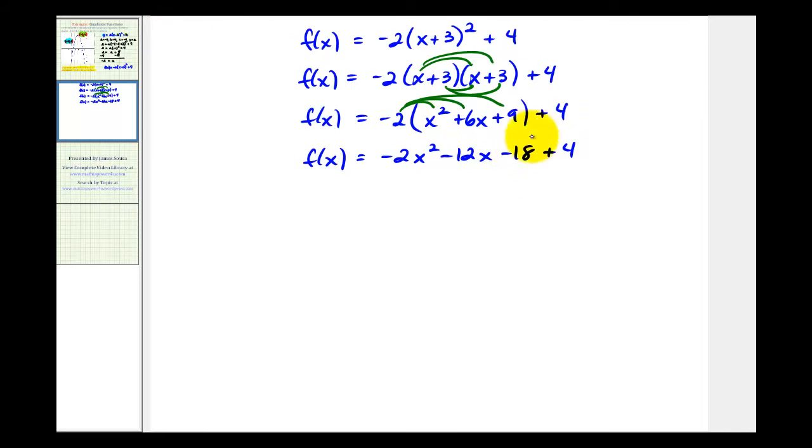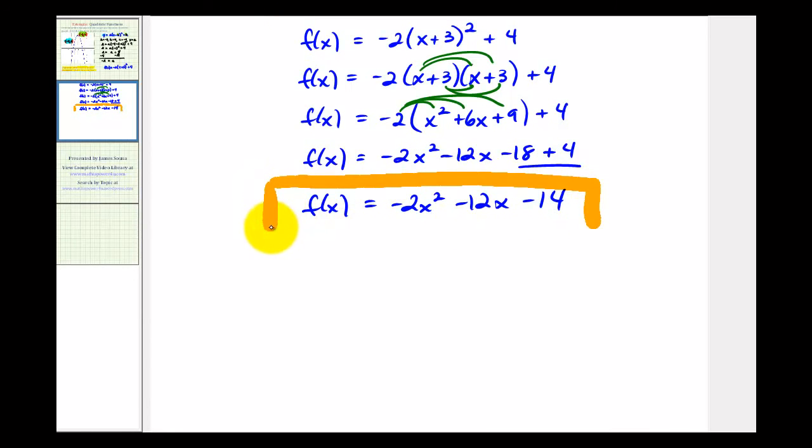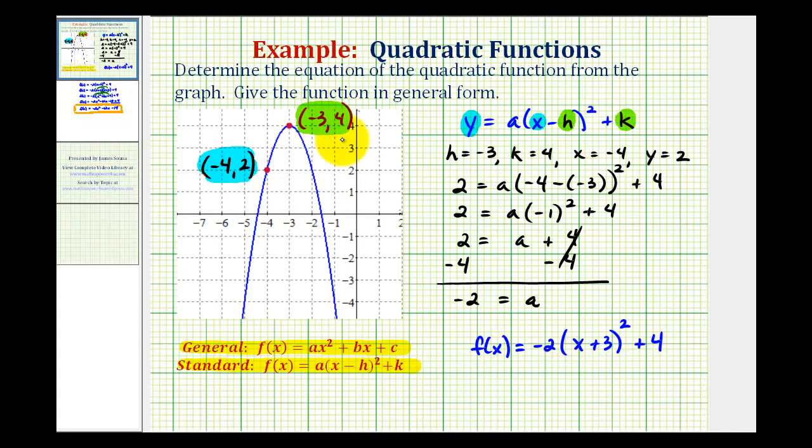And we have 2 like terms here that we can combine. So the function in general form would be f of x equals -2x squared minus 12x, and then -18 plus 4 is going to be -14, so we have -14. So this would be the general form of our quadratic function given by this graph.